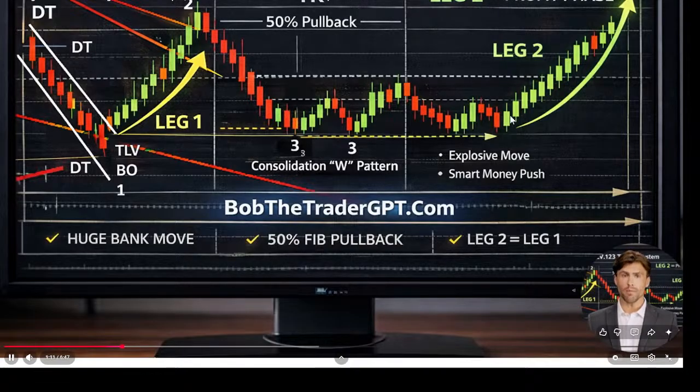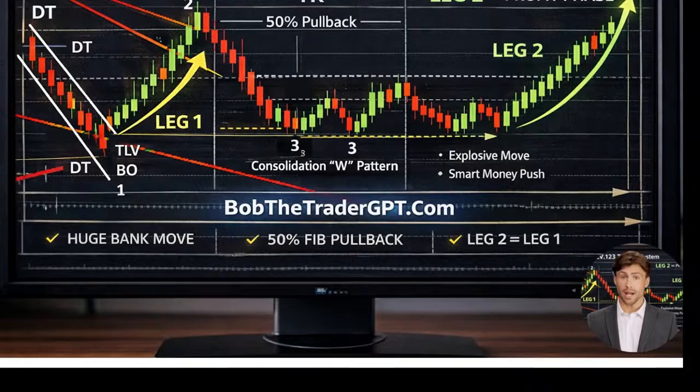We arrive at point 1. Point 1 is the exact same location as the breakout and the trend line violation. This is critical. Point 1, BO, and TLV all happen at the same place. That is the spot where price breaks the previous downtrend structure. It violates the old bearish trend line and breaks out. This is the first signal that the market may be changing hands.